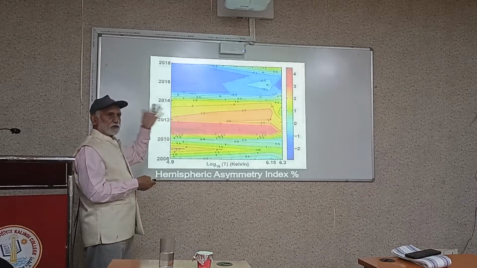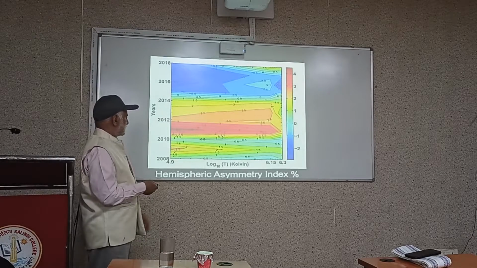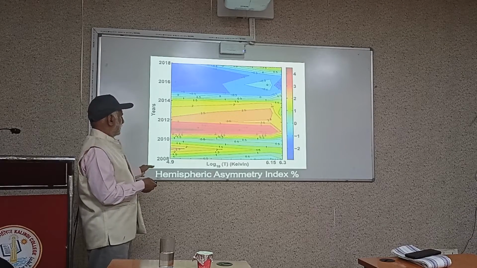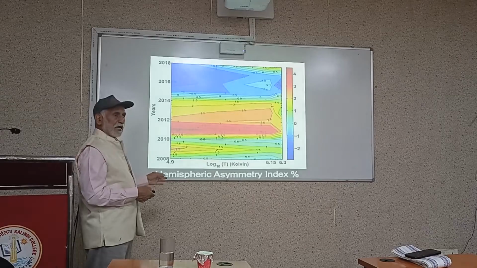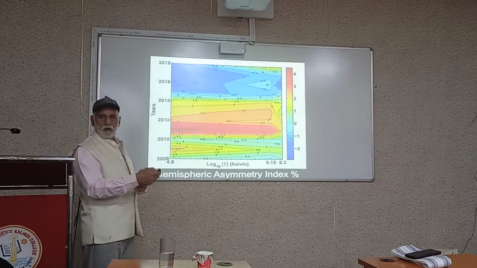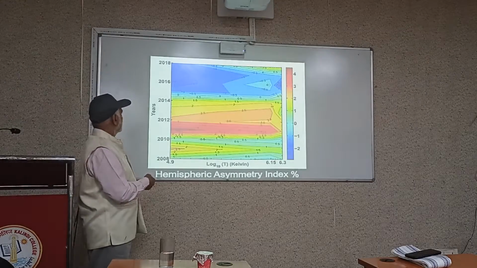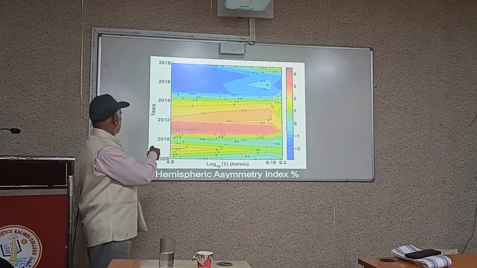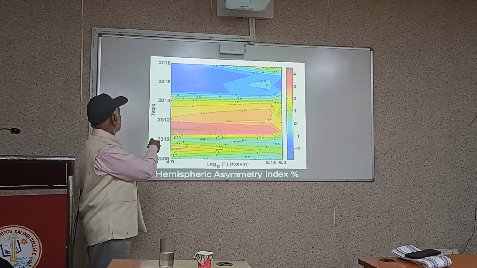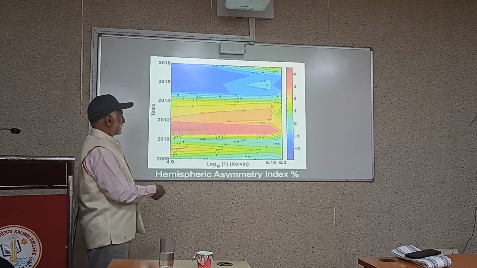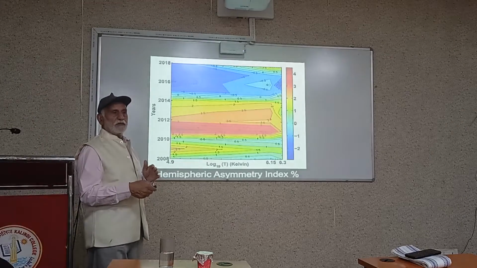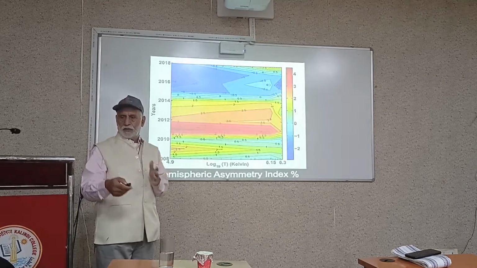This is Jayadev's work, which he recently did, where he calculated this hemispheric asymmetry of rotation, and that is for the time from 2008 to 2018, as a function of temperature, because he used the images at different wavelengths.